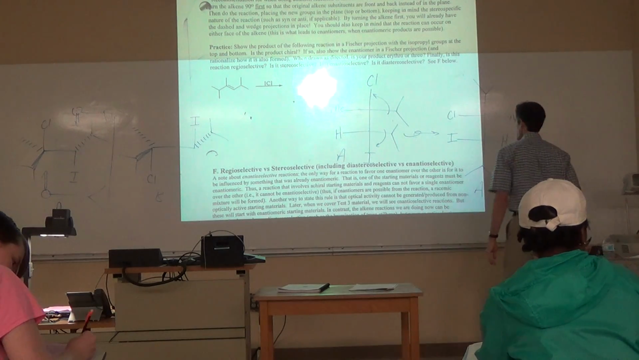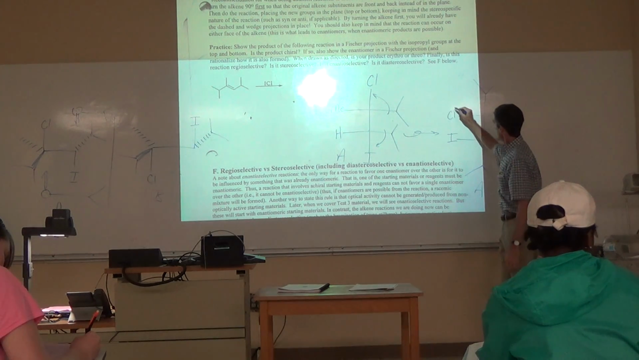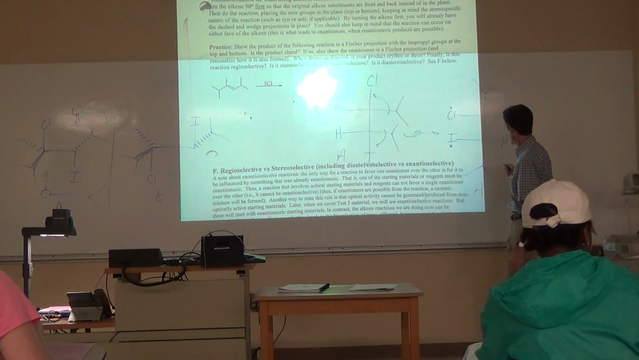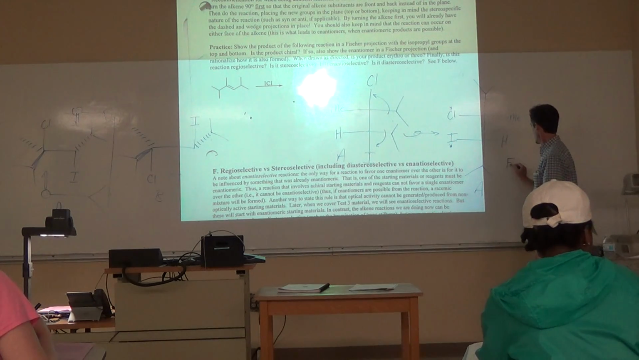Is it erythro or threo? Chlorine is high priority on this carbon. What's high priority here? Iodine. It is erythro.